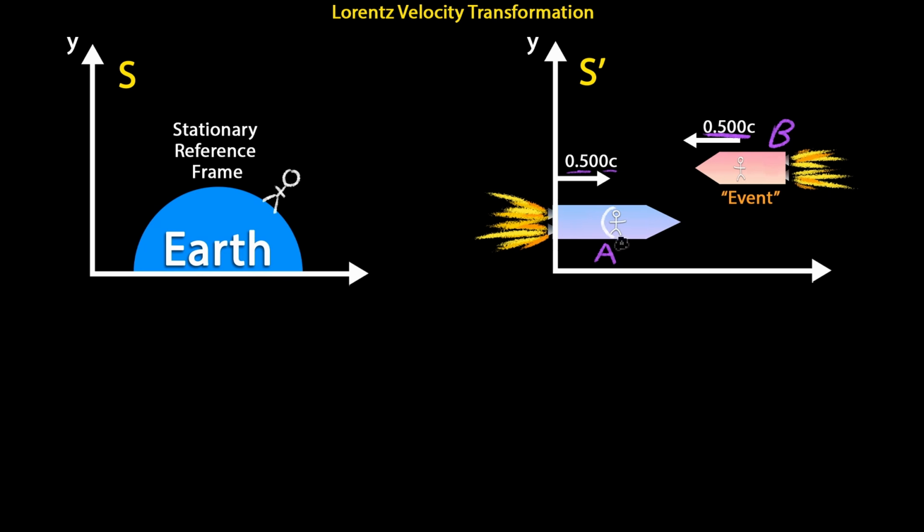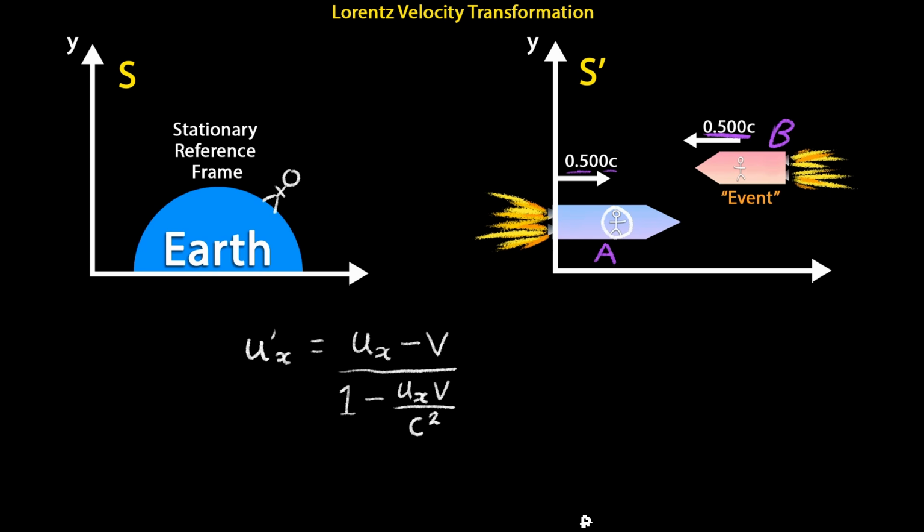So if you were a crew member on spacecraft A, what would be the velocity of spacecraft B according to you while you're in spacecraft A? So in other words, how fast would spacecraft B appear to move past you? Well, there is an equation called the Lorentz velocity transformation equation, and we use this for these types of relativistic problems. And I'll explain what all the variables mean in a minute.